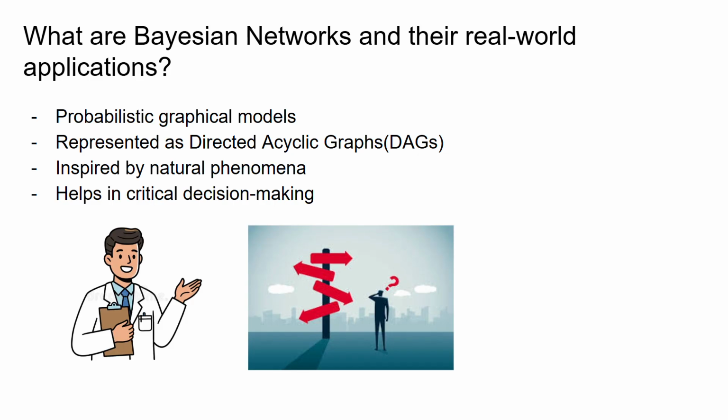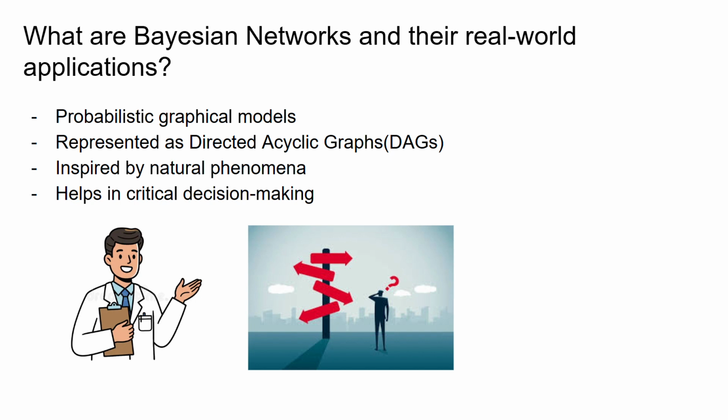Bayesian networks are probabilistic graphical models used in AI to represent a group of variables and their conditional dependencies. The network is represented by a directed acyclic graph, a DAG. In a DAG, there are three key types of connections to represent conditional dependencies between variables or nodes. These are serial, diverging, and converging connections.